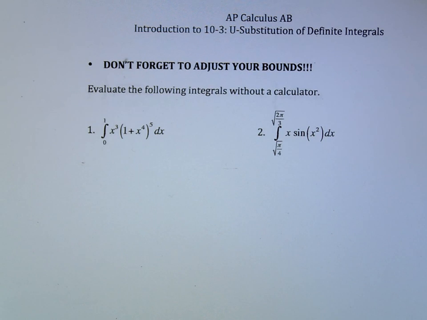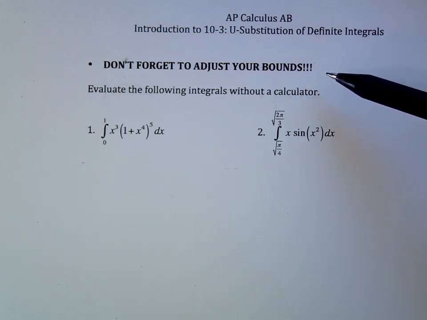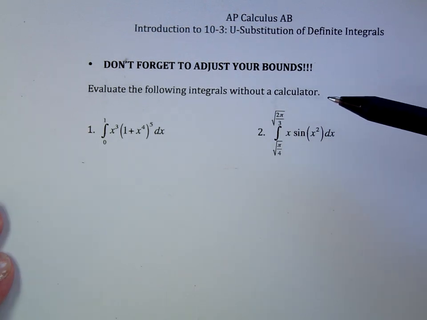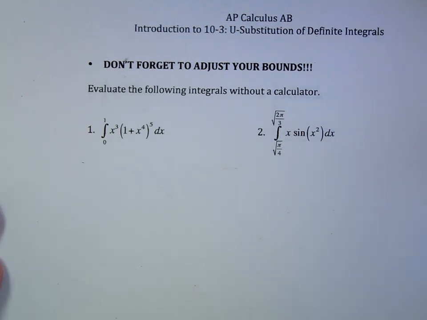It's still U-substitution like section 10.2 was, except now you have bounds. It's a definite integral, so there's bounds involved, and if there's bounds involved, then you have to adjust them because you're changing an integral from being in terms of x to being in terms of u. So that's pretty much the overall idea in this section coming up. It's going to be a lot of the processes that are similar to what you did in the last section, but in the end we're going to have to evaluate the integrals using f of b minus f of a. So here's your intro problems.